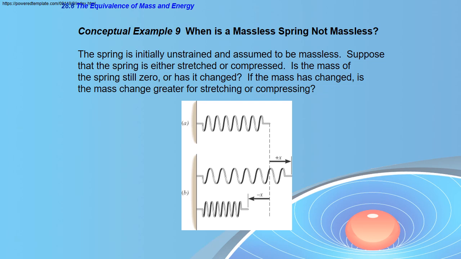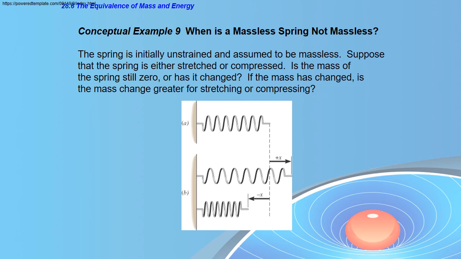I have a spring, and that spring is unrestrained. And I assume it to be massless. And we did that when we were talking about springs to get 1/2 kx squared. It turns out that 1/2 kx squared is still true, but the proof is much more complex when you take into account the fact that the spring is not massless.